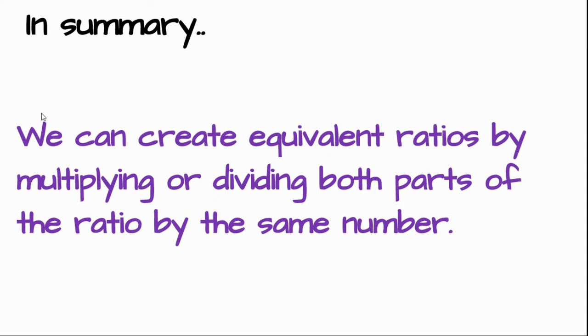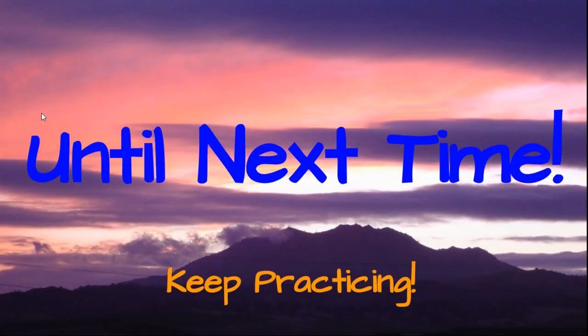In summary, we can create equivalent ratios by multiplying or dividing both parts of the ratio by the same number.